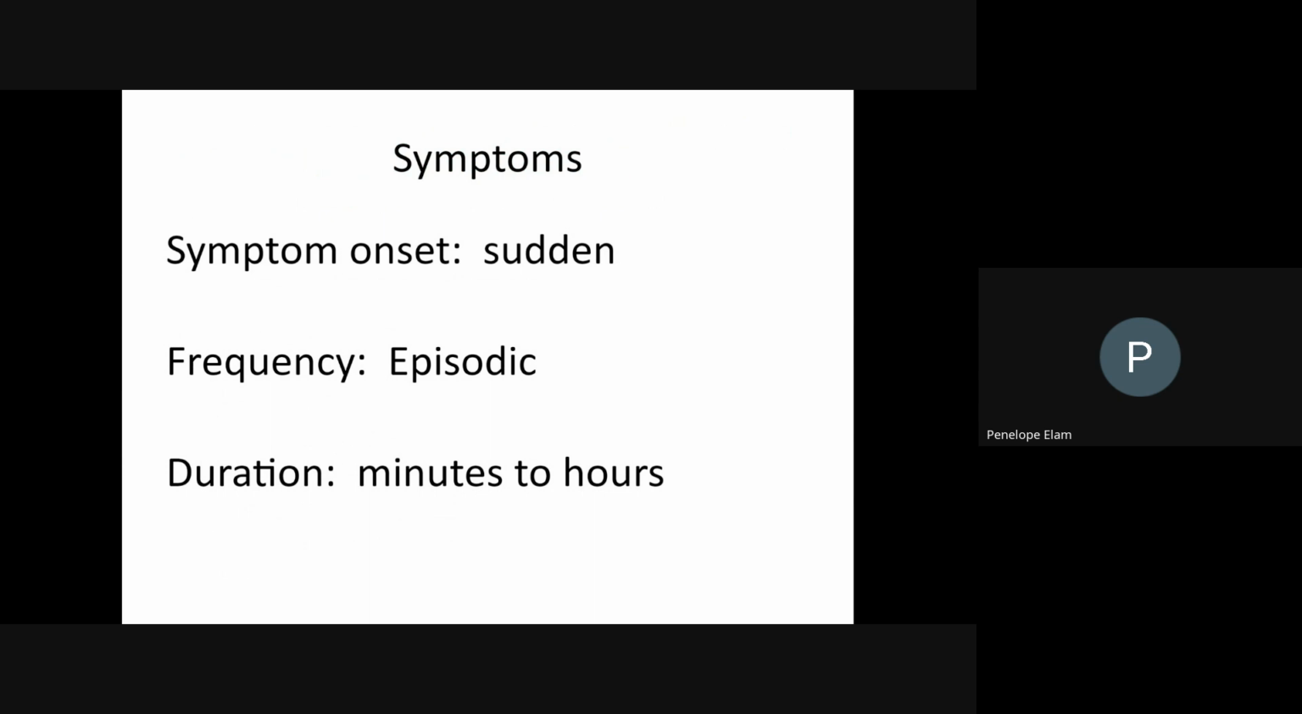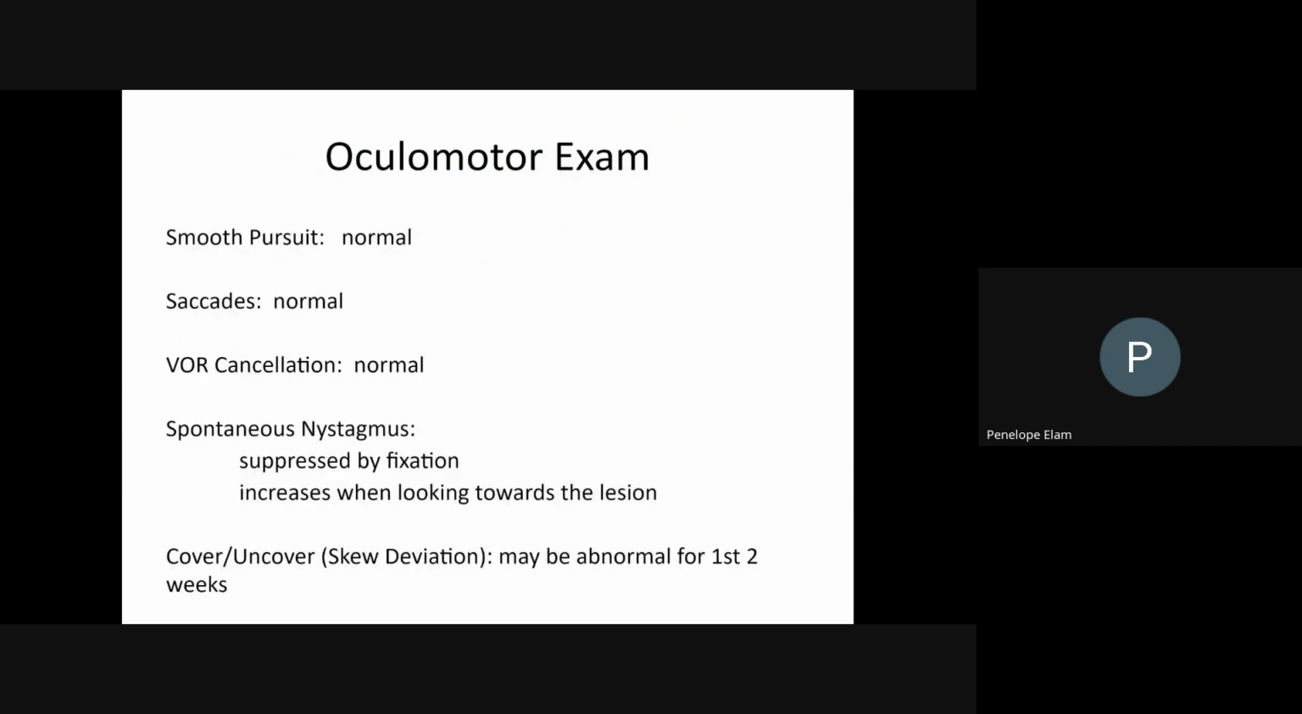But the difference between that and the BPPV is that it's going to be minutes to hours. Okay. And it could be multiple different motions that are setting them off versus like every time I roll to the left or things like that. So in the acute phase, almost everything's going to start bothering them initially. Okay. But when we look at the oculomotor exam, their smooth pursuit's going to be normal.